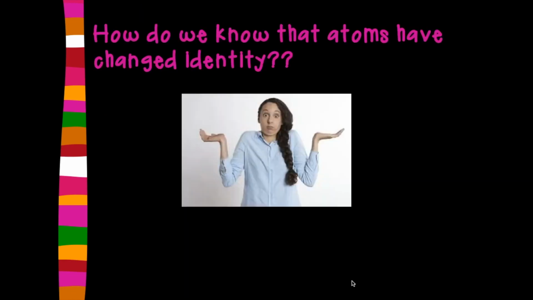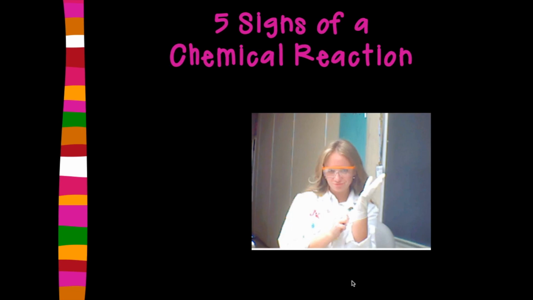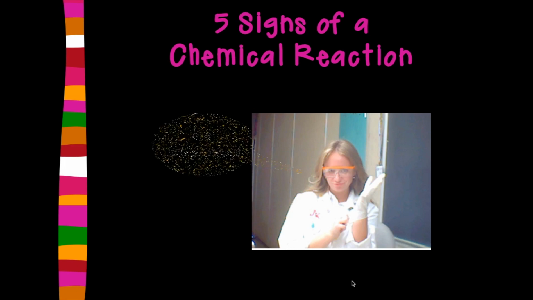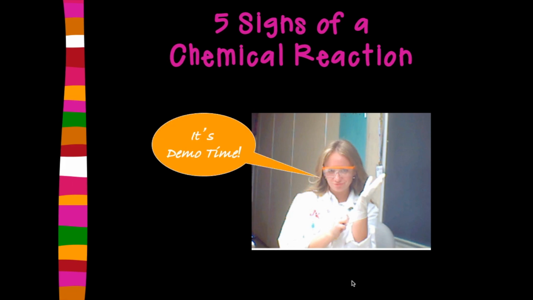Okay, so then maybe you're thinking, well, wait a second. How do we know that the atoms or the particles or the object has actually changed their identity? How do we know that it actually is a new identity instead of just looking different like a physical change? Well, it turns out that science and chemistry give us a hint. There are 5 signs to tell us this is a chemical change or a chemical reaction. Those words mean the same. And I've got some fun demos to show you to represent how we know that there's a new identity. It's a chemical change instead of just a physical change.